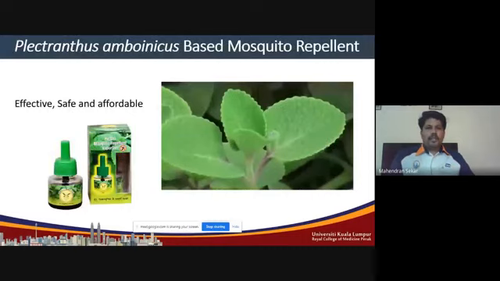And we know mosquito repellent liquid is normally made up of chemicals, but this one has been made up of Lactanthus ammonicus. This plant material is available in every home; I think it is planted in most homes. So this has been converted into a prototype. Everybody knows this gives some effect to avoid mosquitoes, but the researchers came up with a prototype with the liquidator.